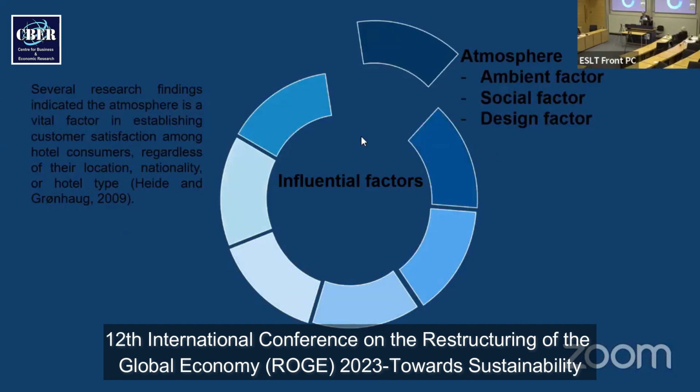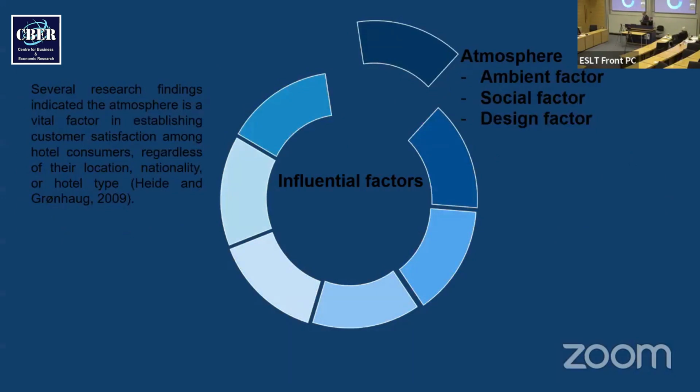The atmosphere is essential as well. Atmosphere is the deliberate creation of specific surroundings through the design of space, with the intention of influencing buyer behavior. To create an atmosphere, there are three critical elements: the ambient factor, the social factor, and the design factor. I would like to highlight the social factor, which depends on the employee. It reflects that employees need to be aware of how their position and contribution affect the consumer experience.